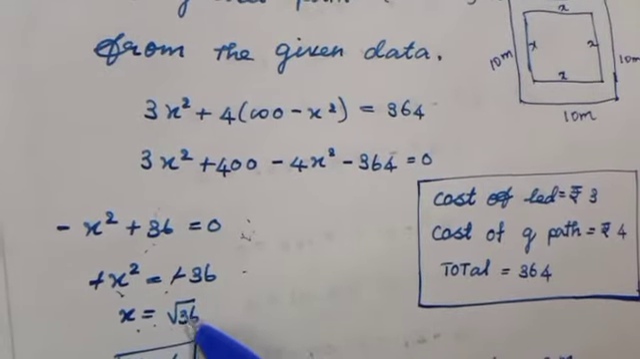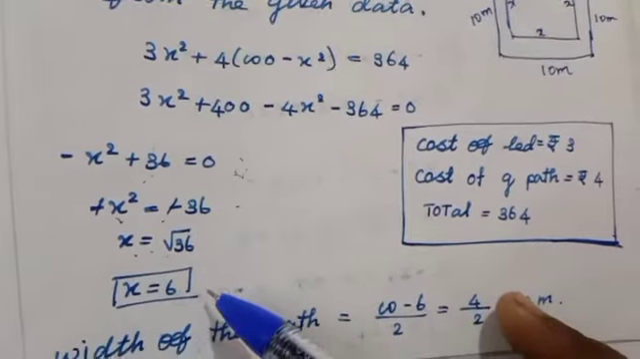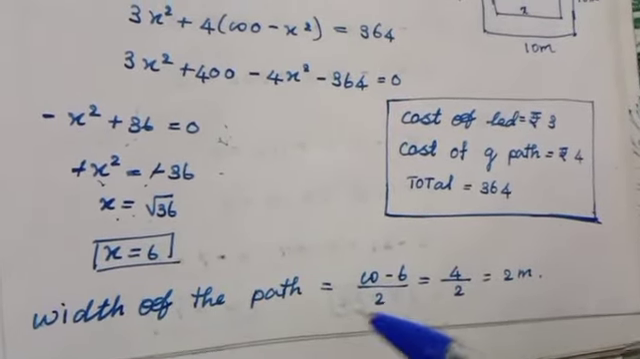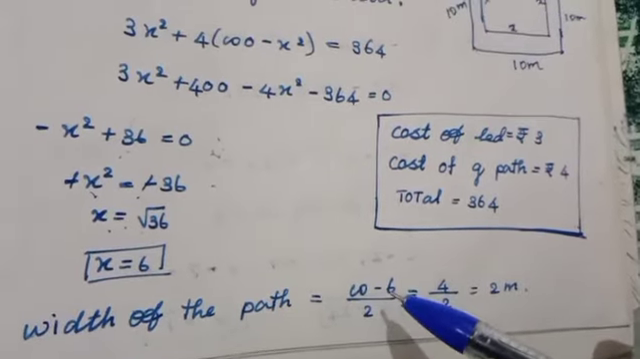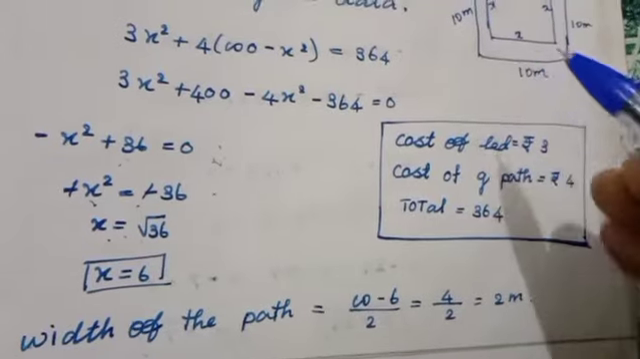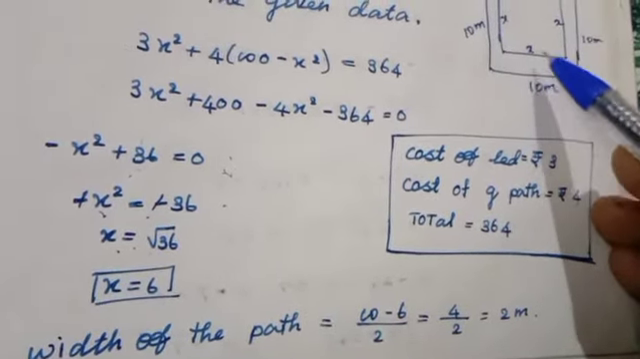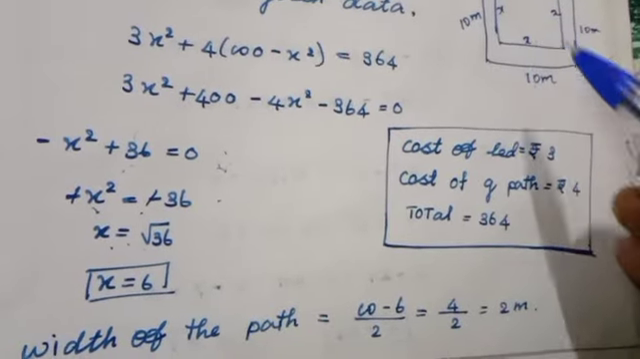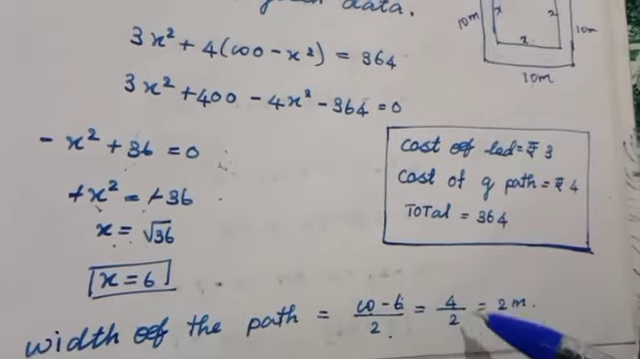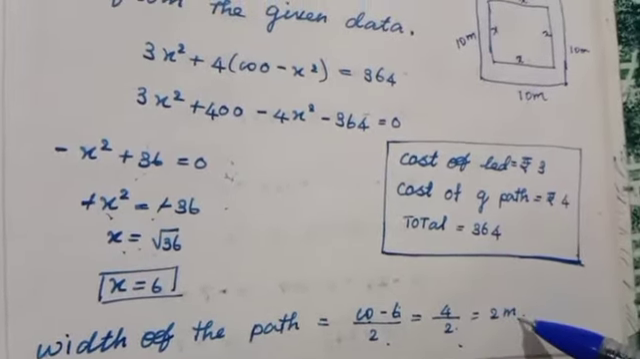So x is equal to root 36. The root of 36, you know, that is 6. So x is 6. Width of the path, how do you have to calculate? It is 10 minus x, divided by 2. So x we found as 6, so 10 minus 6 by 2, that is equal to 4 by 2. 2 ones are 2, 2 twos are 4, so 2 meters.